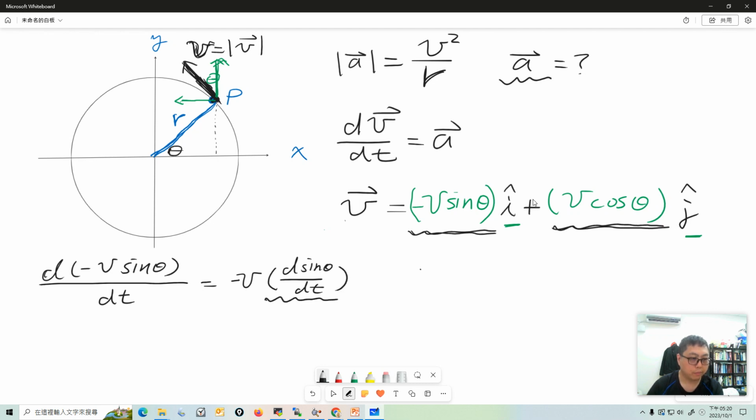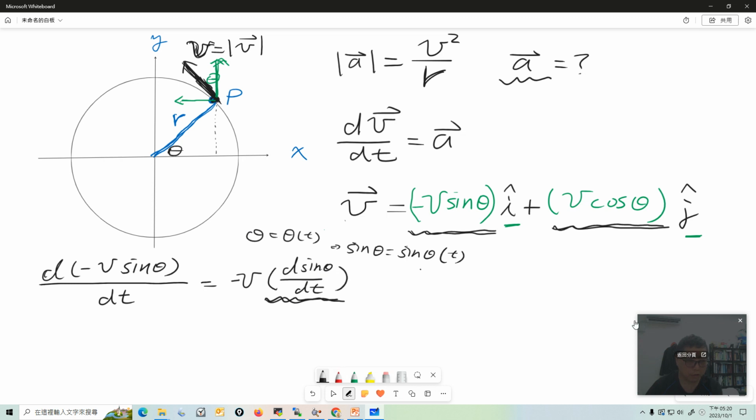Right now, this is a problem. This d sine theta over dt, because it is uniform circular motion, theta is a function of time, so sine theta is also a function of time. How could we take this derivative? It is possible to do a direct derivative, but we would need more math, and I don't want to put too much math in here. So let us find something else.